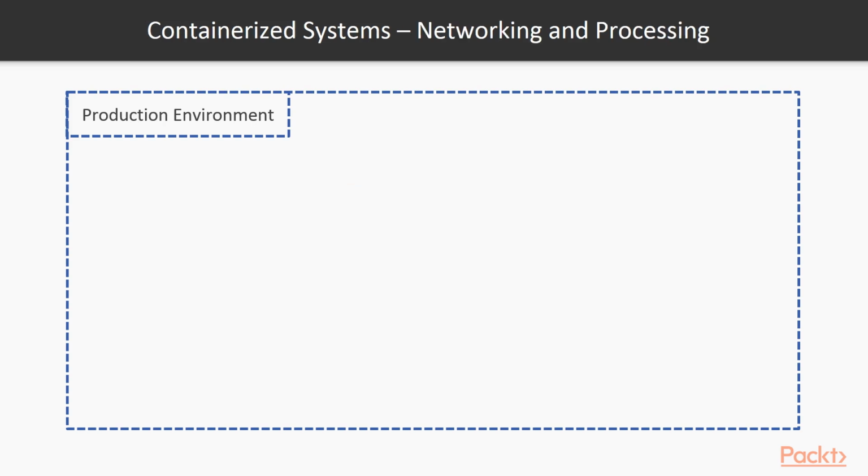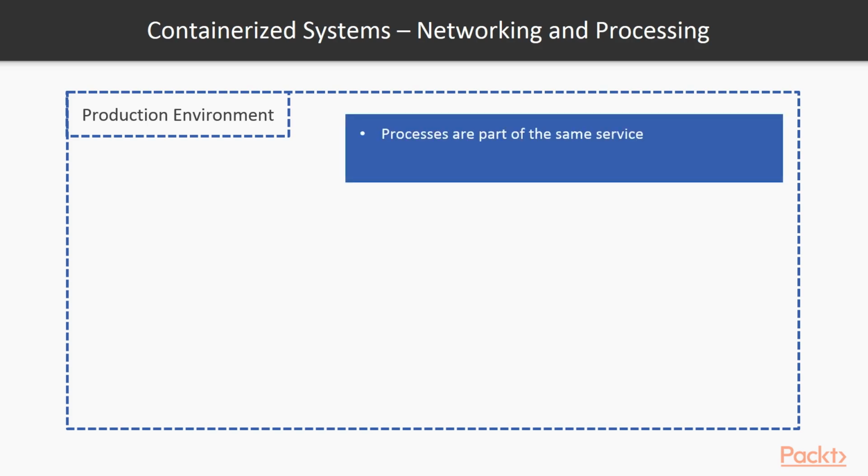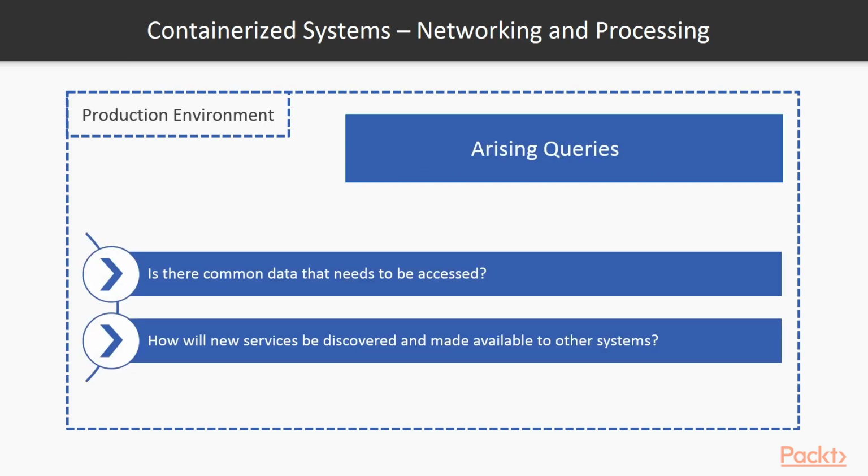Networking and processing are also important concerns to be considered. Some processes are part of the same service and may benefit from proximity to the network. Databases, for example, may send large amounts of data to a particular microserver for processing. In this case, we need to determine how can we place these containers near each other in our cluster to minimize latency. Is there some common data that needs to be accessed? And how perhaps can we look at new services that need to be discovered and made available to other systems?